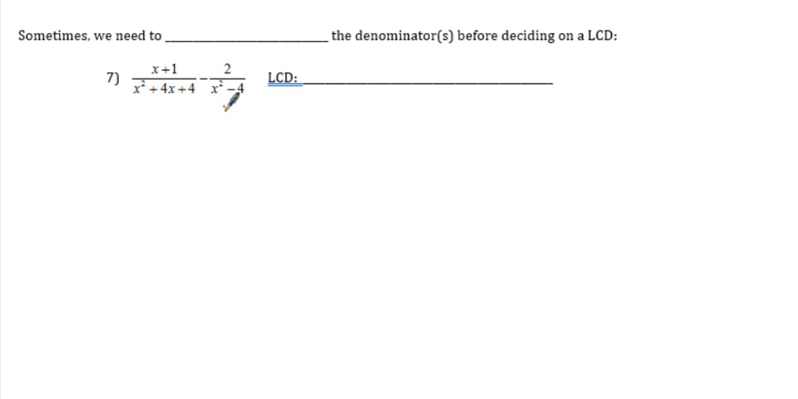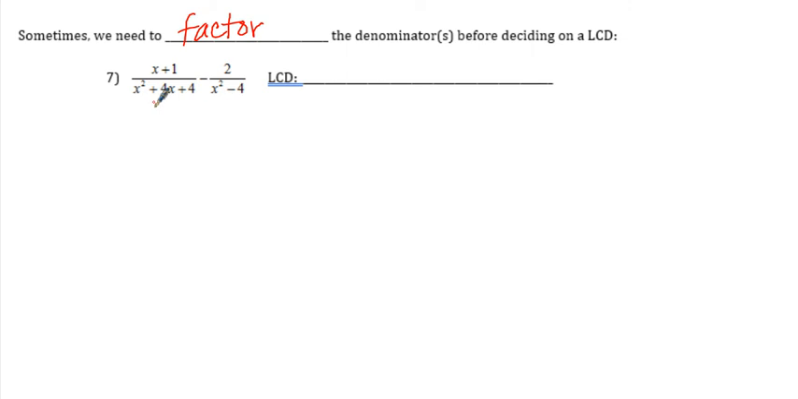Sometimes when we're doing these operations, we need to factor the denominators. I'm doing this in Algebra 1. Thank you, Owen. That's our second guest star for today. That's right. We need to factor the denominators before figuring out what that LCD is. Okay, so you're going to be bringing those factoring skills once again to the forefront to take care of these.